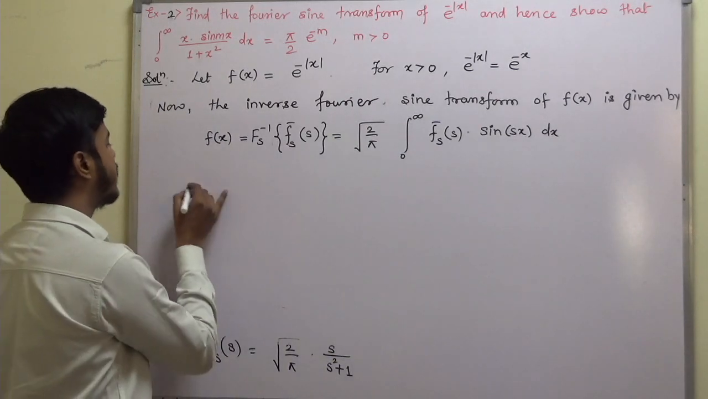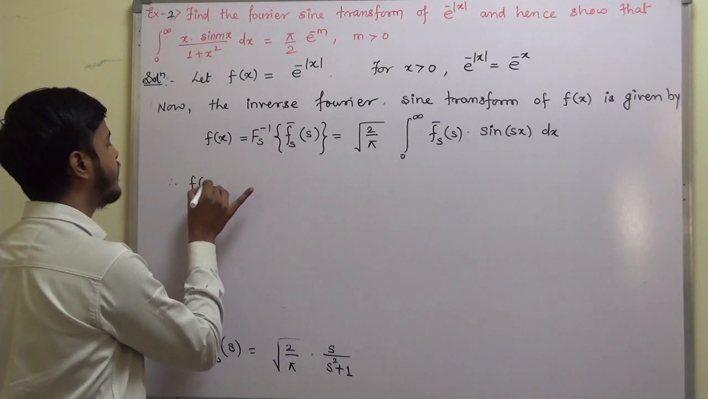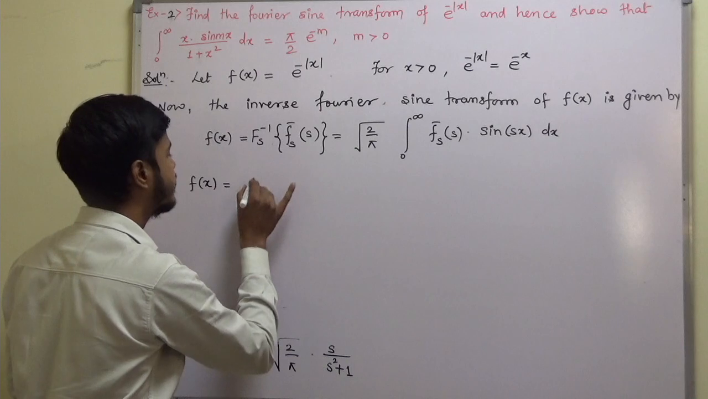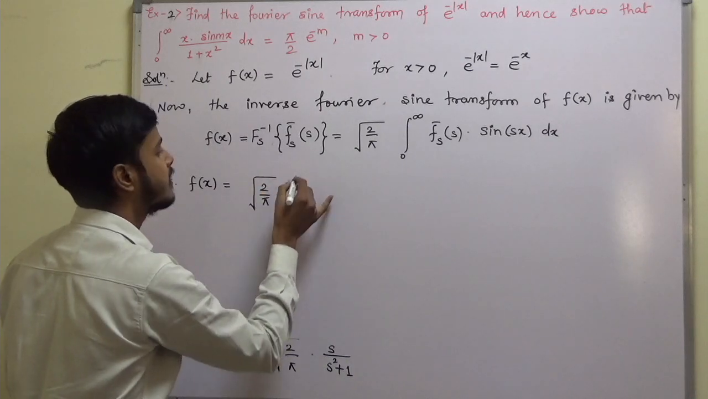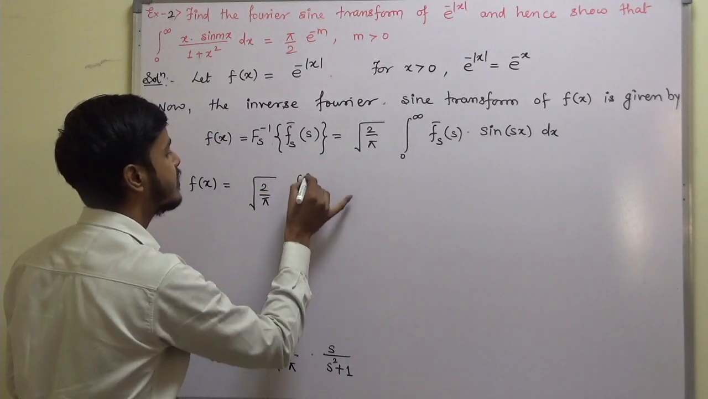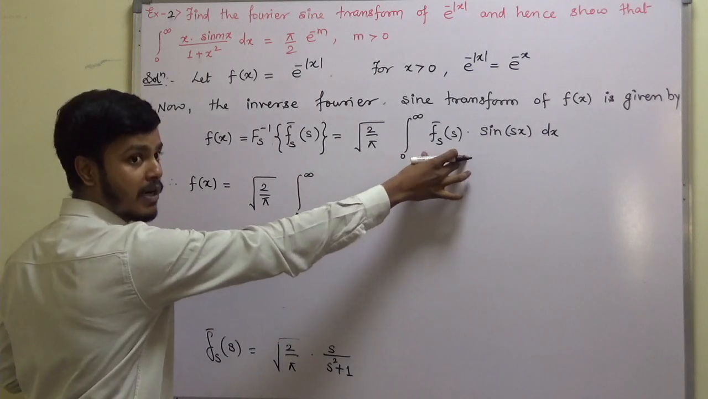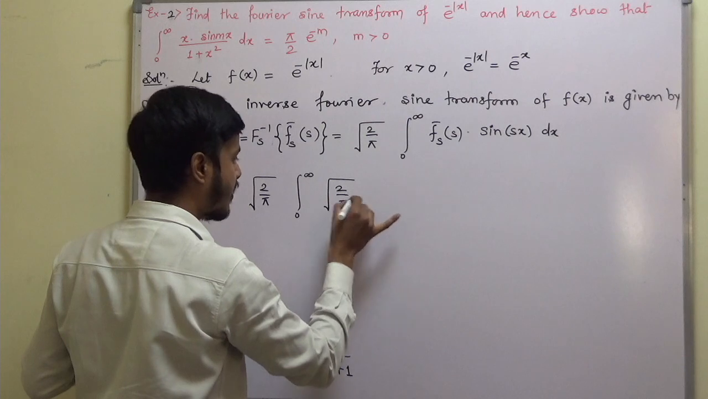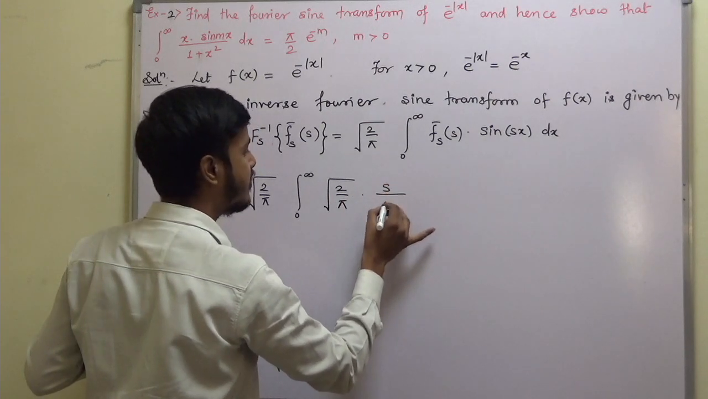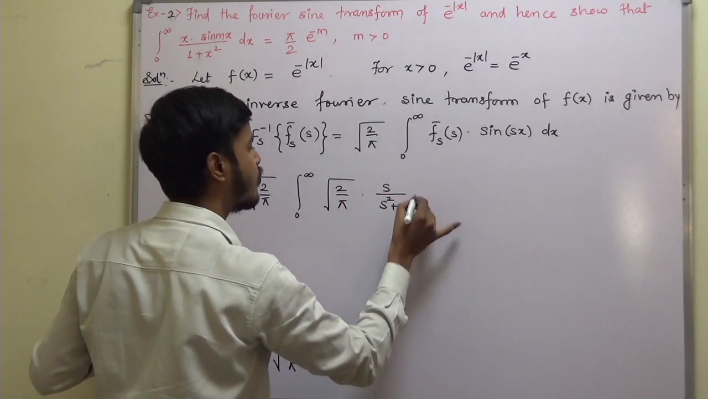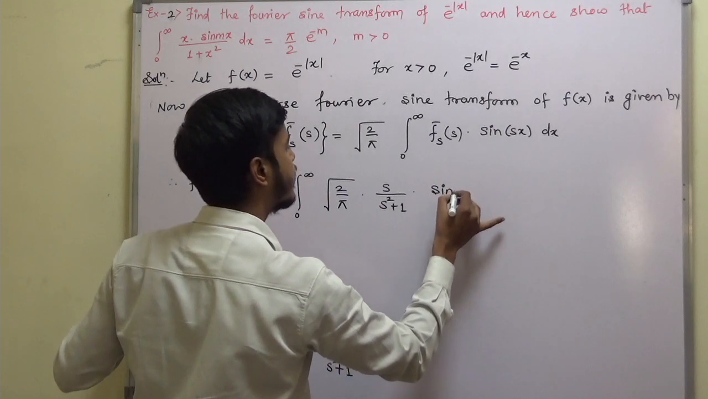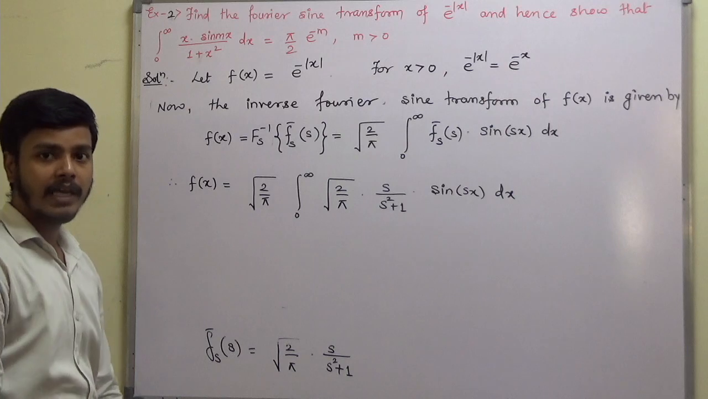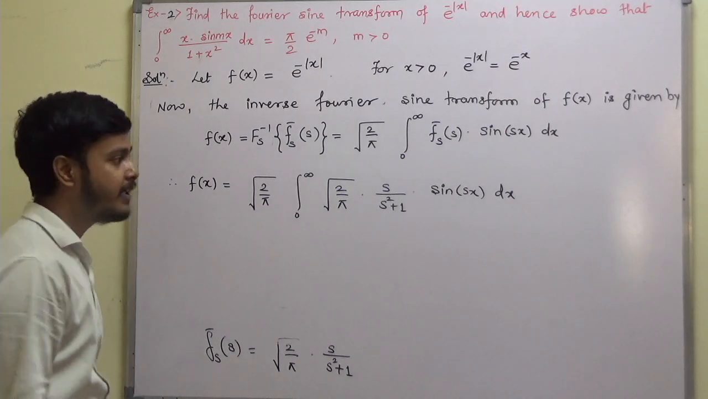So this is my f of x, therefore f of x is equal to, what is it? Under root 2 by pi as it is, then integration 0 to infinity, what is Fs bar of s? That is also under root 2 by pi into s upon s square plus 1 into sine sx ds. Simple. It is okay up to this.